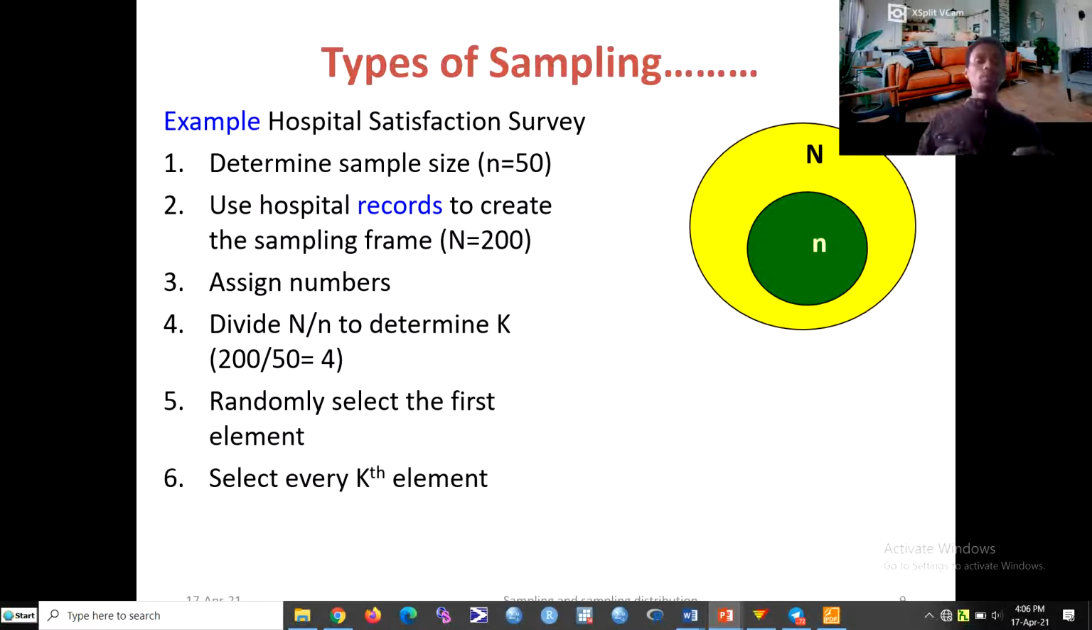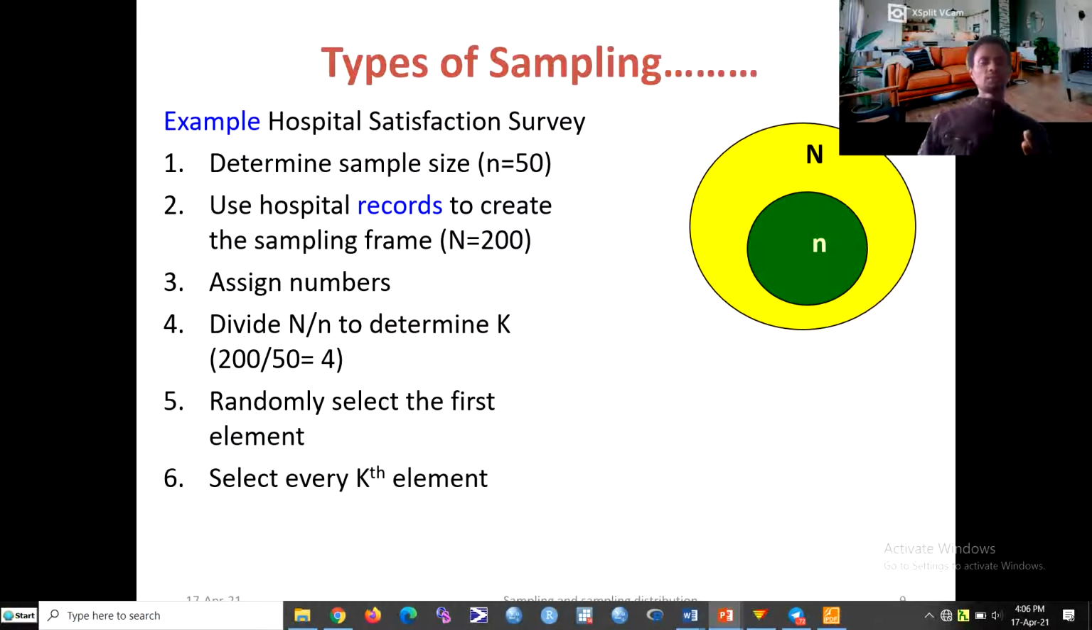So now the next task is I have to know my sampling interval, that is k. k is the ratio of population size to sample size, and my population is 200, then divided by 50 will be 4, and that's my interval. And then randomly select the first element. For example, that's the first element. I select the first element, and I will select every kth element again.